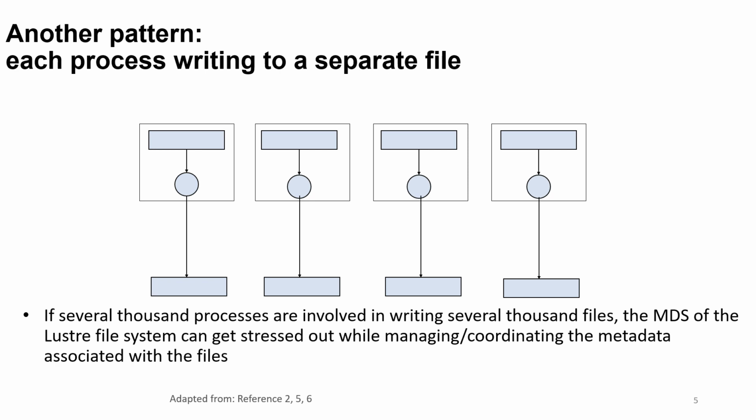If there are several thousand processes that are associated with a single compute job and they're all involved in writing several thousand files simultaneously, then the metadata server of the Lustre file system can get stressed out while managing or coordinating the metadata associated with the files. We covered the topic of Lustre file system in part 1 of the tutorial, by the way. And as we discussed in the previous part of the tutorial, if the MDS gets stressed out, then depending upon the architecture of your file system, your entire file system and the HPC system could go down as well.